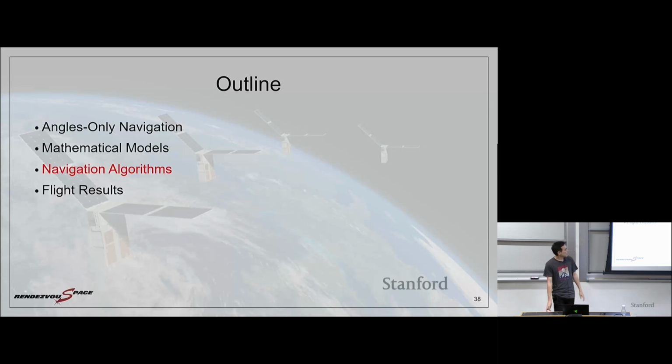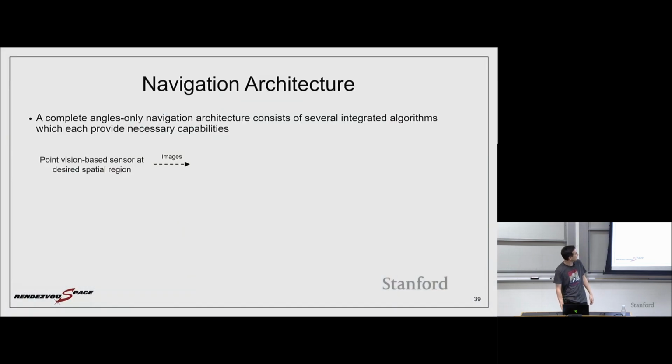So that's an intro to the navigation problem and the modeling choices for Star Fox. I now want to go through a couple of the specific algorithms we developed. This is getting more into the researchy side of things. But it's first worth talking about the idea of the navigation architecture, where a complete navigation system is going to consist of several integrated algorithms which each provide some necessary capabilities. It's not just a navigation filter on its own. It's going to be a whole set of algorithms here.